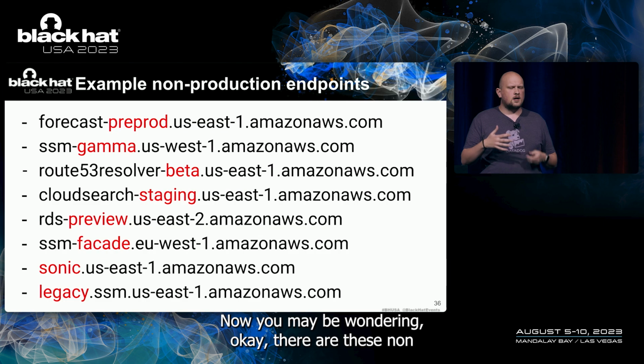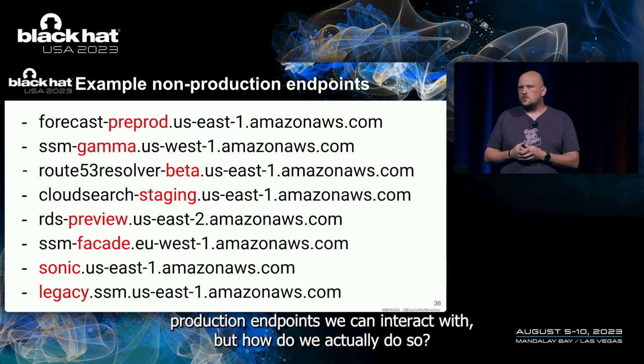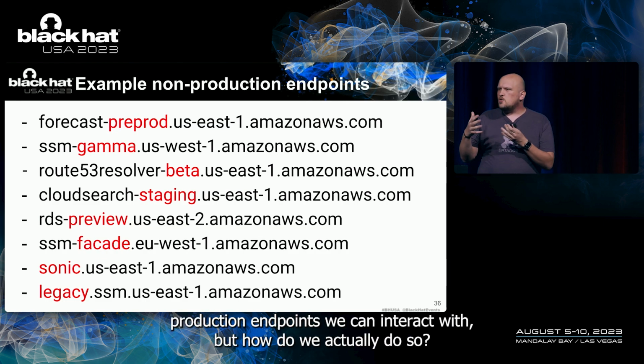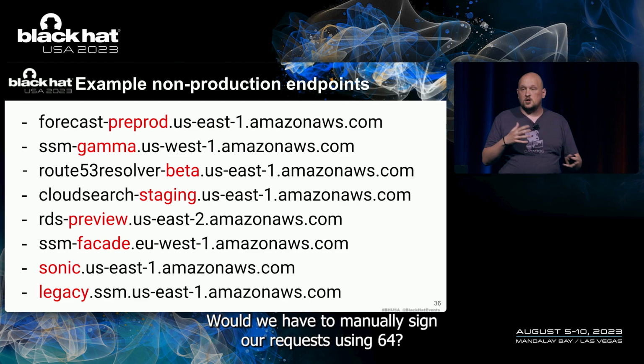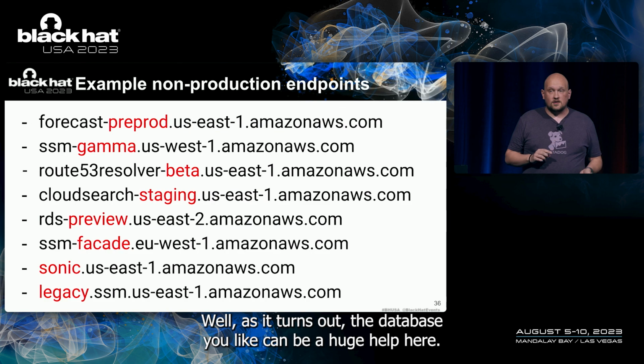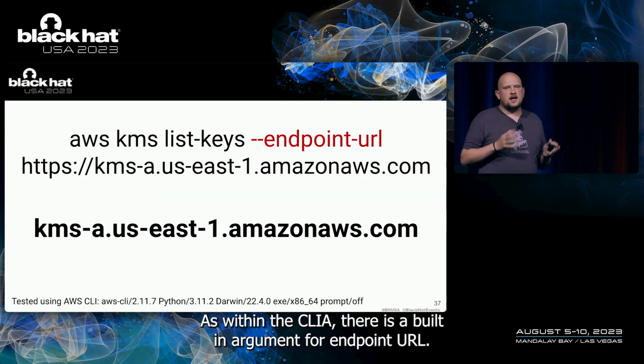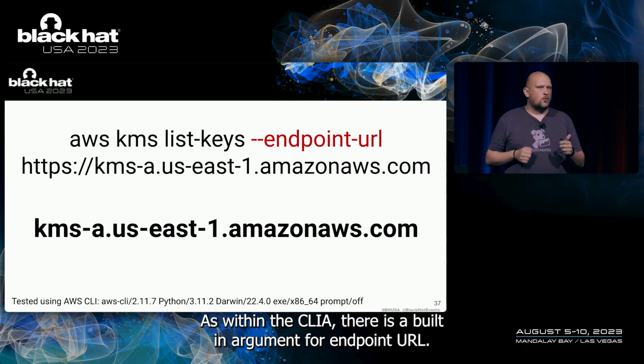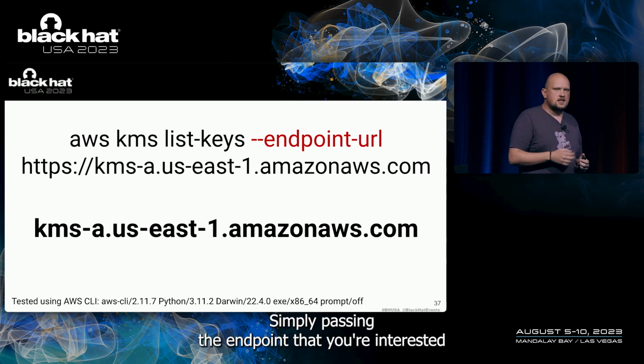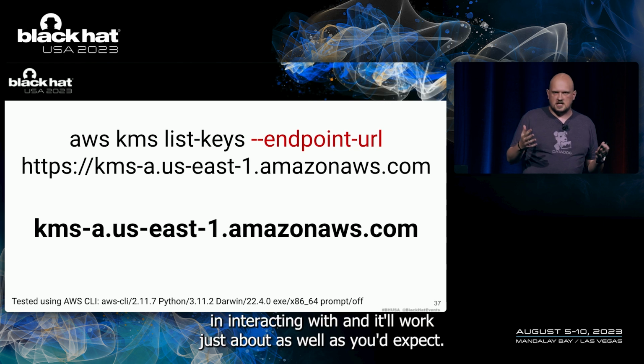Now, you may be wondering, okay, there are these non-production endpoints we can interact with, but how do we actually do so? Would we have to manually sign our requests using SigV4? Well, as it turns out, the AWS CLI can be a huge help here, as within the CLI, there is a built-in argument for endpoint URL. Simply pass in the endpoint that you're interested in interacting with, and it'll work just about as well as you'd expect.